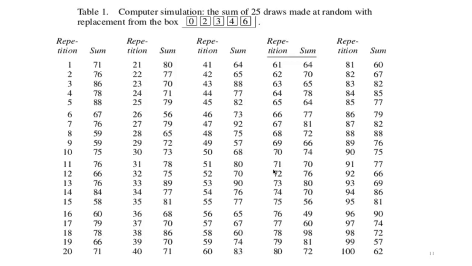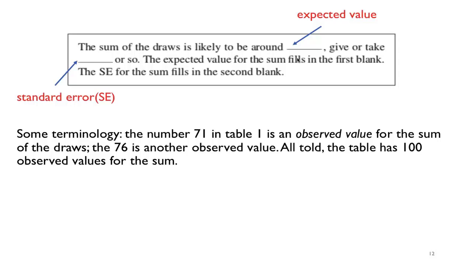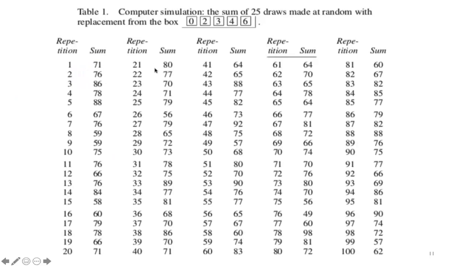So for example, let's look at this problem. We want to find the sum of the draws. We want to know the sum of the draws is likely to be around blank, give or take a blank or so. The expected value for this sum fills in the first blank, and then the SE fills in the second blank. For example, 71 was one of the observed values for the sum. 76 was another one. If we look at this, 86, 78, etc.